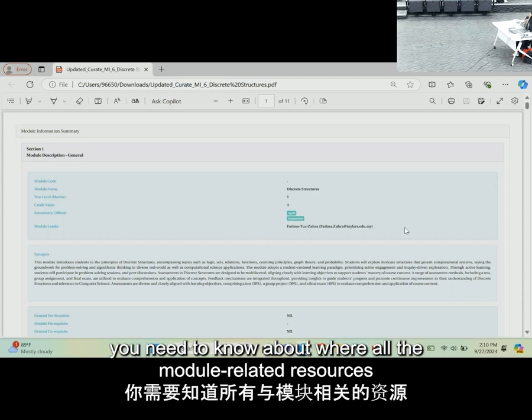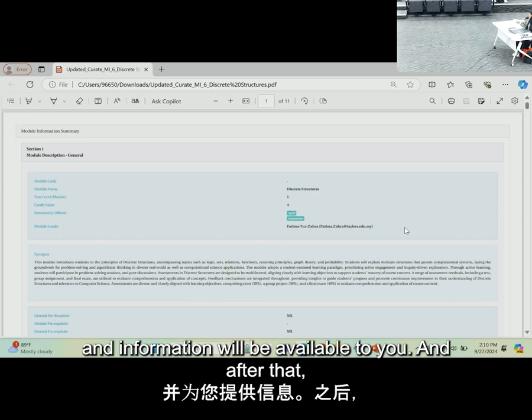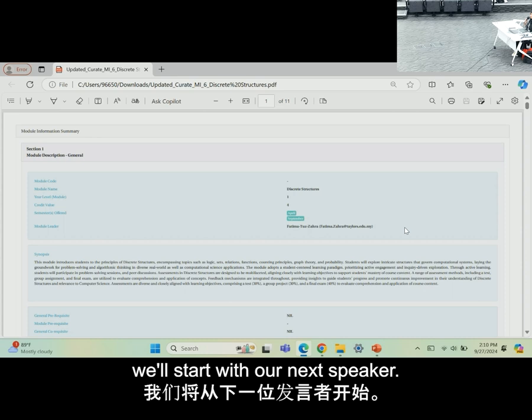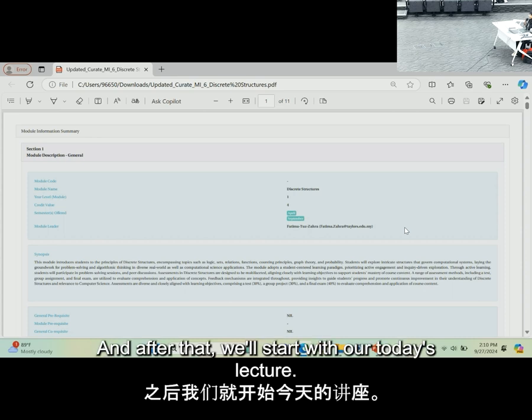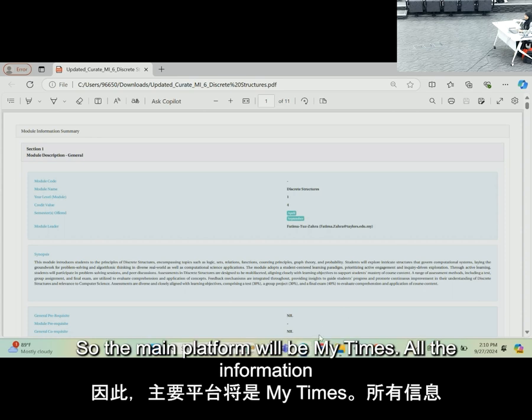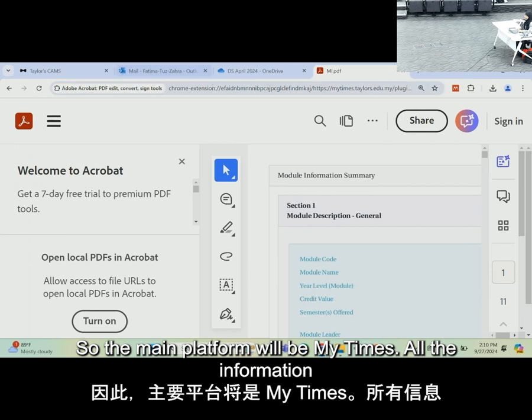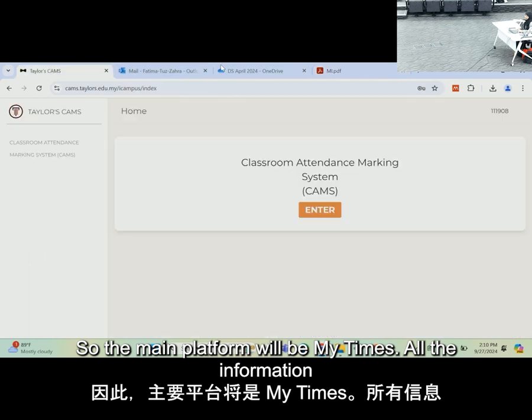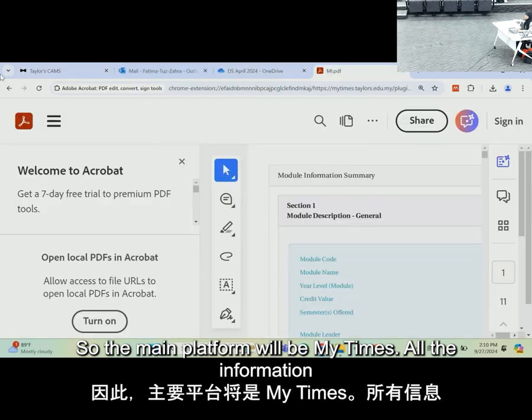First, for those who are new, I'll start with some important information that you need to know about where all the module-related resources and information will be available to you. After that, we'll start with today's lecture. So, let's go through this.